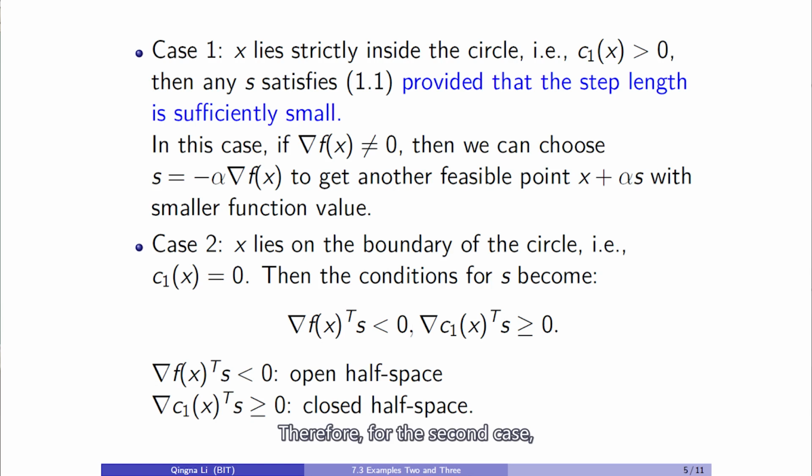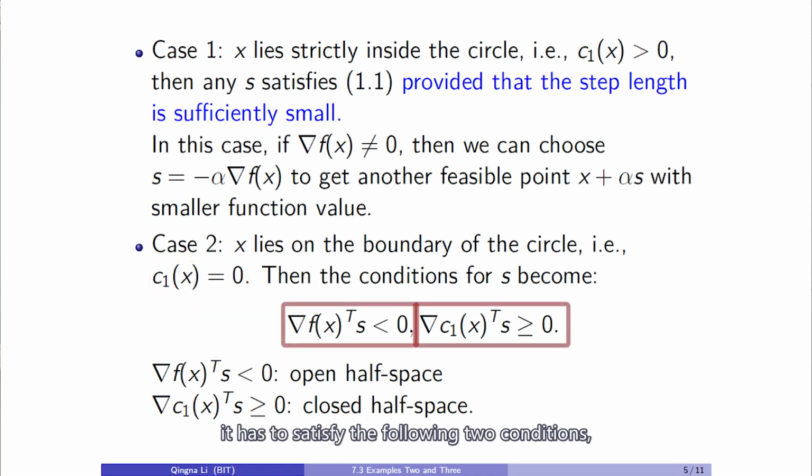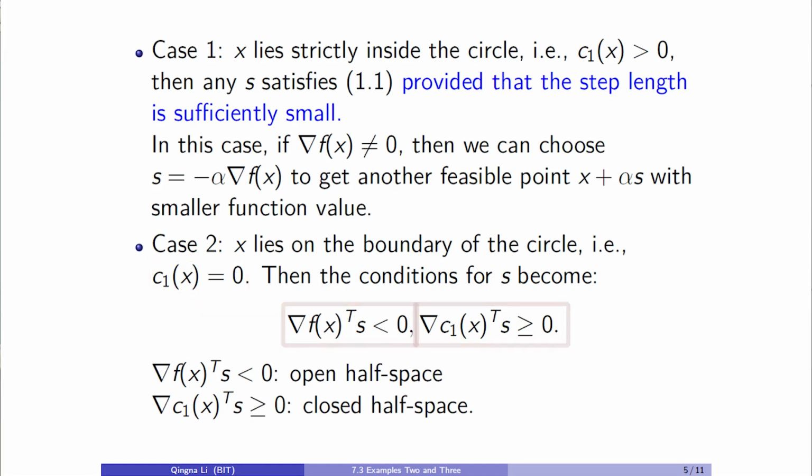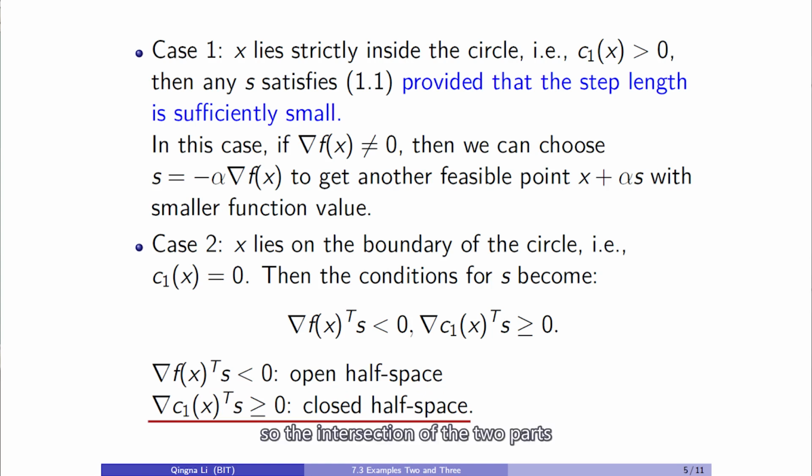Therefore, for the second case, the feasible region and the function reduction actually give the direction s, which has to satisfy the following two conditions. For the first one, as we defined before, it is an open half space. And for the second one, it is a closed half space. So the intersection of the two parts will be the direction that we can move forward.